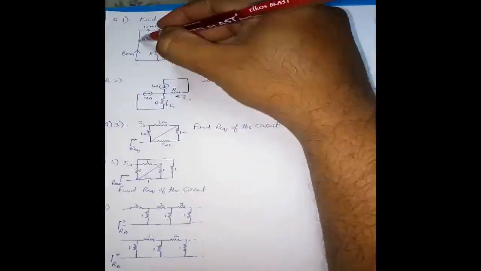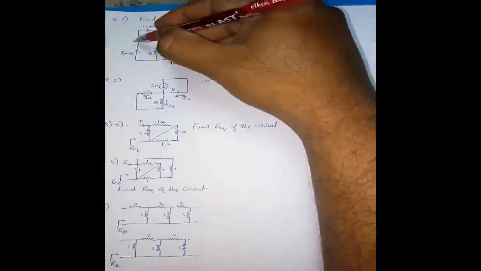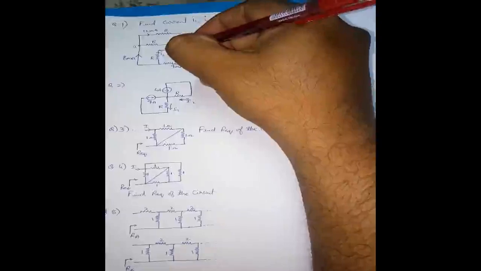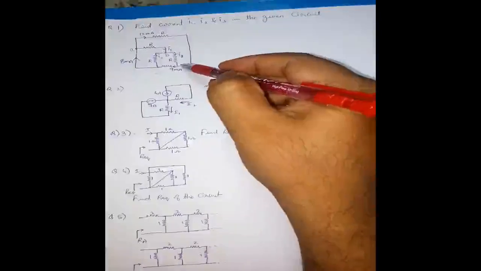So here I can consider this as node A, let me take this as node B, this as node C and this as node D. So we have 4 nodes here: A, B, C, D. By applying KCL at A, I can write that.